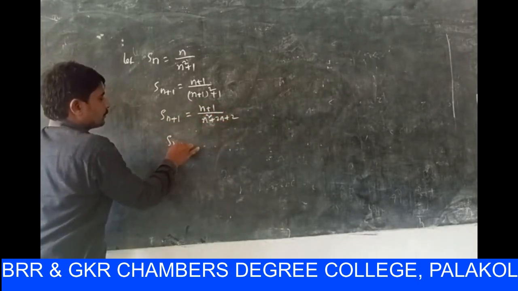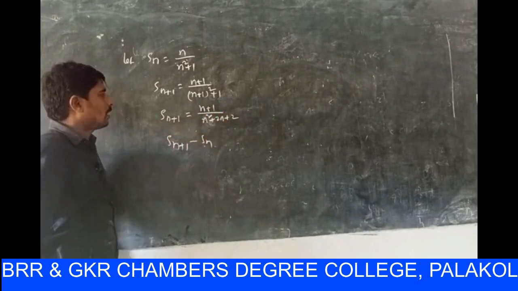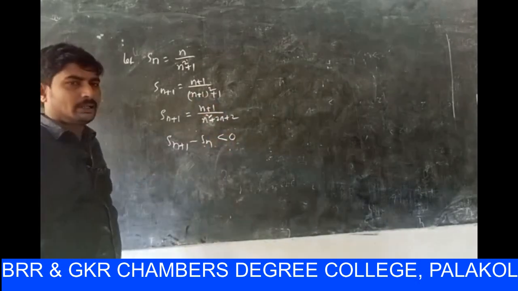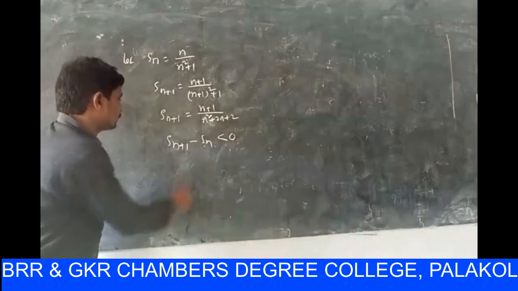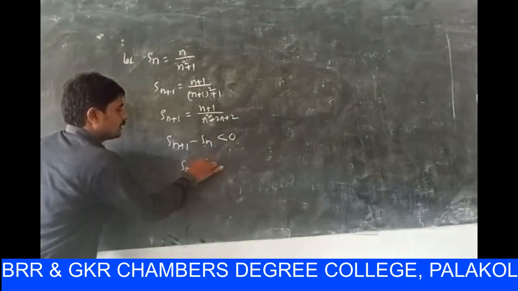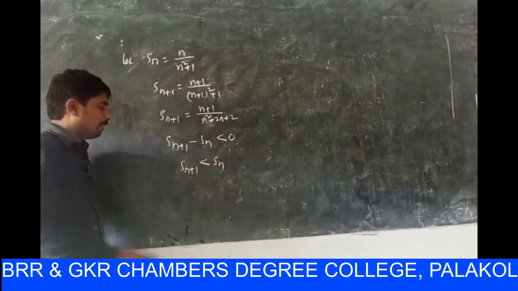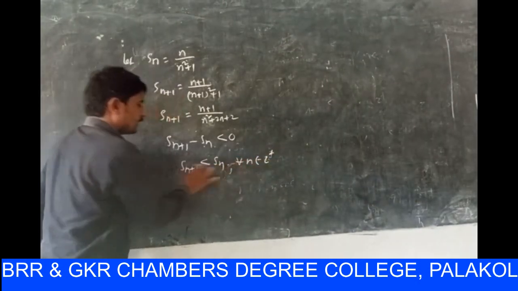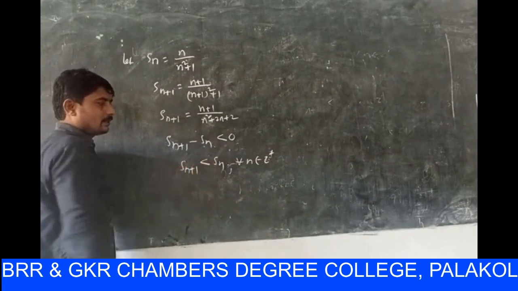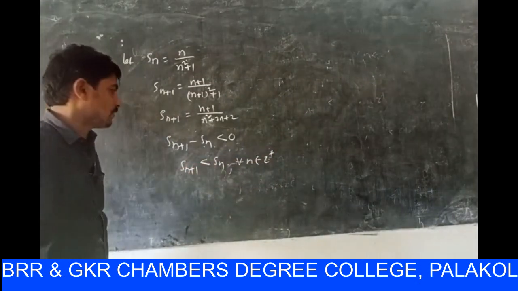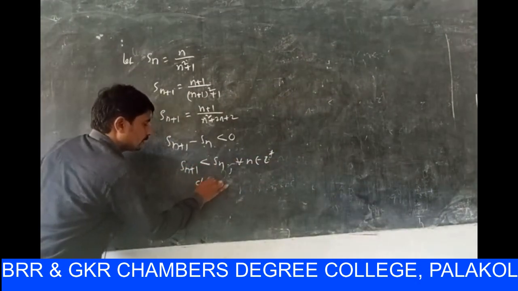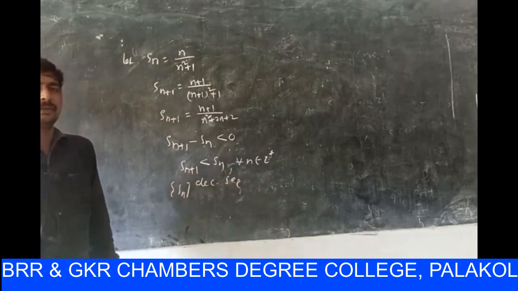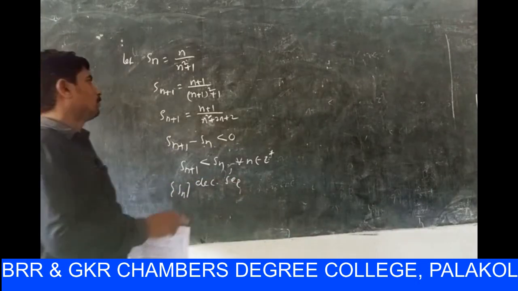The difference Sn plus 1 minus Sn, after simplification, is negative only. Whenever Sn plus 1 is less than Sn for all n belongs to Z plus, the sequence is a decreasing sequence. The sequence Sn is a decreasing sequence. And is it bounded above or bounded below?